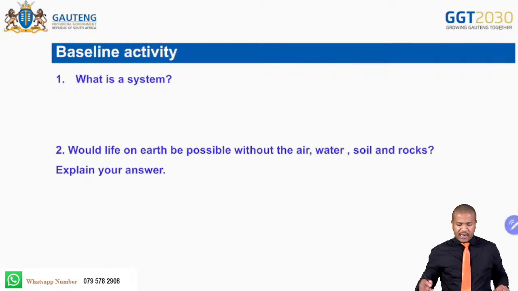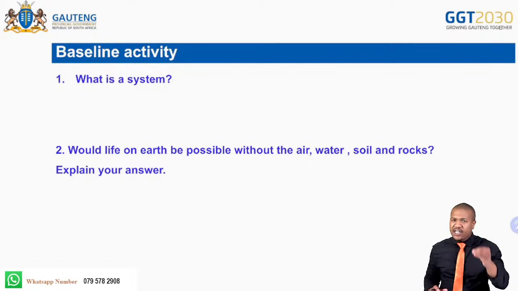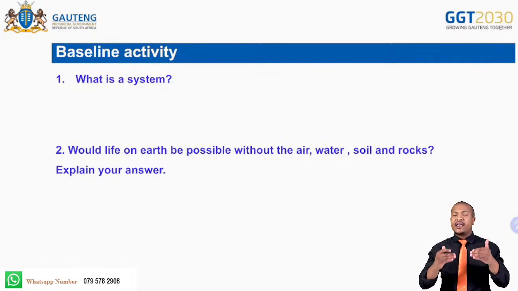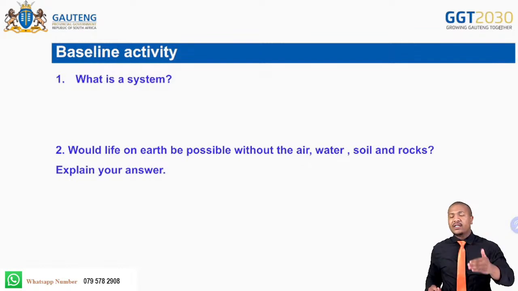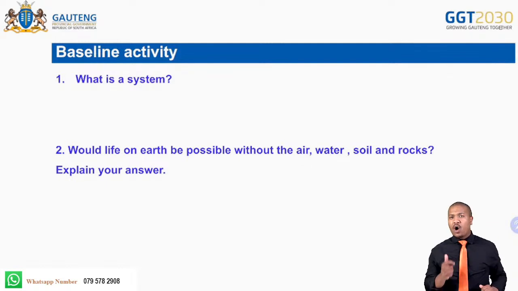So now, let's quickly look at our baseline activity where we are going to test our pre-knowledge. Number 1 is asking, what is a system in general? Number 2, would life on Earth be possible without the air, the water, soil, and rocks? And please explain your answer. I'm going to give you a quick 2 minutes to copy down and write the answers. Then after that, we shall meet for corrections.